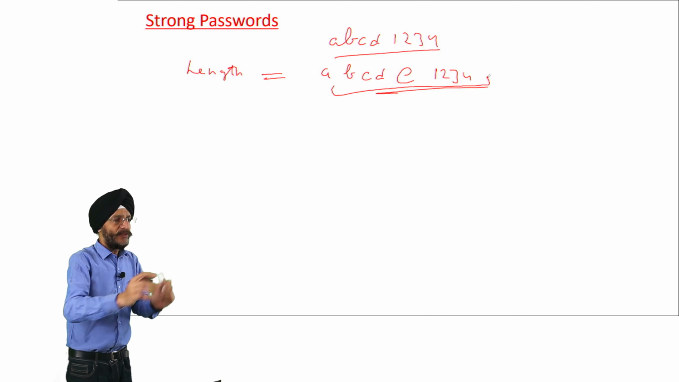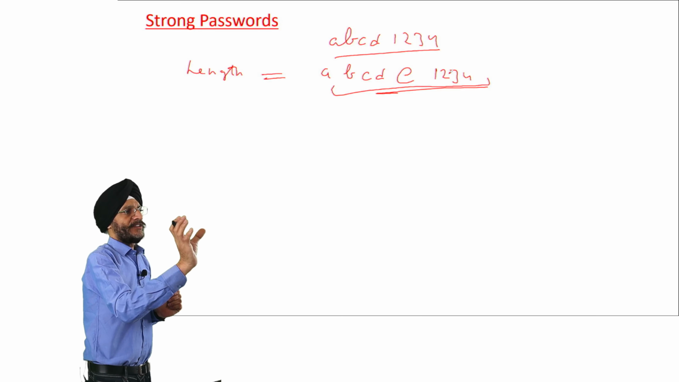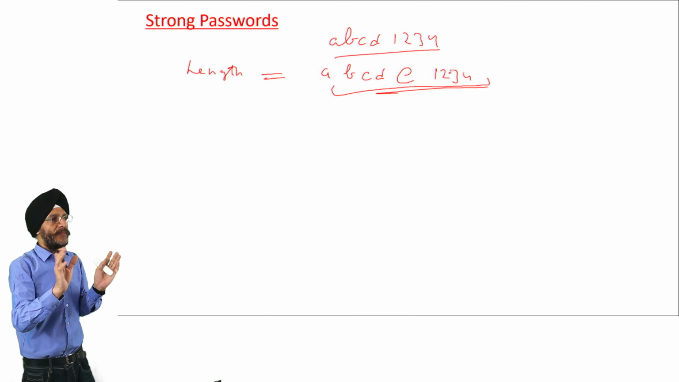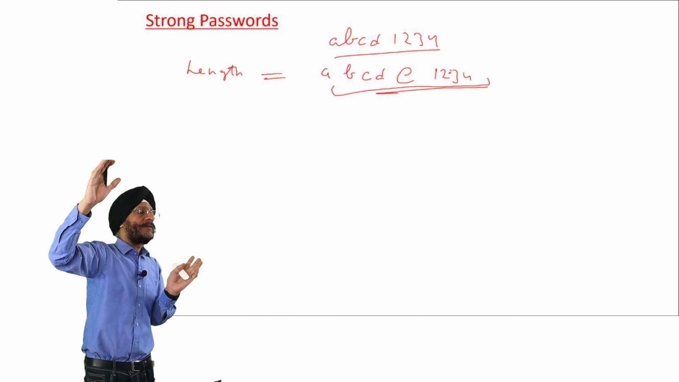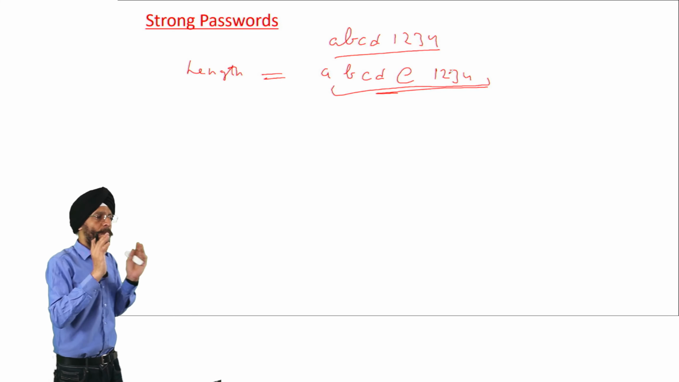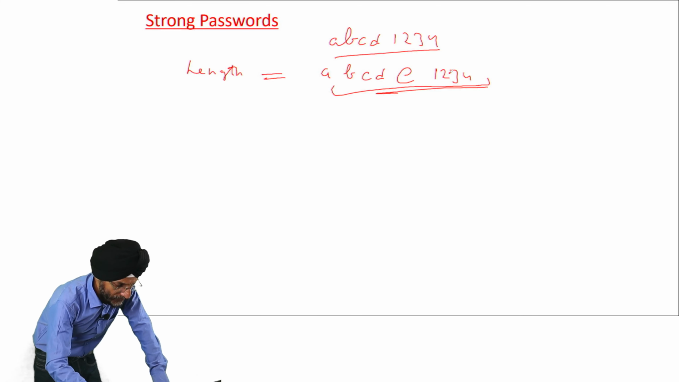The length of the password should be at least 8 characters. The more characters, the better. But if we keep a very long password, it may not be easy for us to remember. Then we can make it complex.